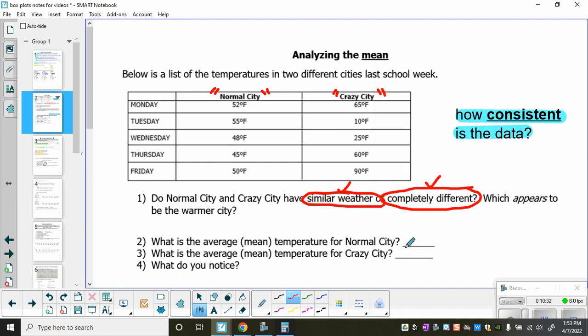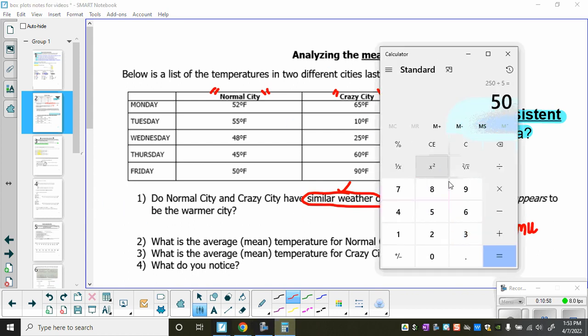Now I'm going to show y'all real quick that there's this symbol. It kind of looks like a cursive U, but it's actually the Greek symbol for the word mu. What I'm saying right now is the word mu. And that is a Greek symbol that we use in math for average. I just wanted to show you guys that now that you're gearing up for algebra, that the average is 50, and we can show that using that symbol. And now let's find the average of Crazy City by taking the 65 and the 10. We've got a 25, a 60, and last but not least, that really hot day, 90. Notice that that adds up to the same 250. So when I divide it, I do get the same average.